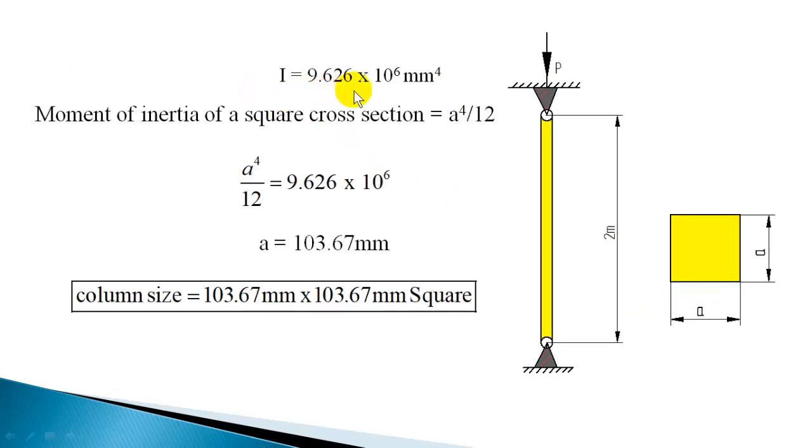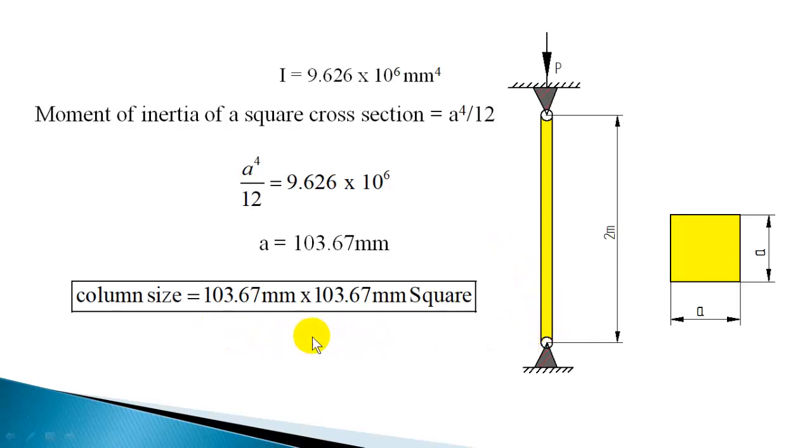So I is 9.626 into 10 raised to 6 mm to the power of 4. Moment of inertia of the square cross section we will get as A raised to 4 by 12. A raised to 4 by 12 is 9.626 into 10 raised to 6, or A we will get as 103.67 mm. That is the size of the cross section required to support this load. So the square cross section should have a minimum size of 103.67 mm by 103.67 mm to support this safe load 95 kilonewton on this column.